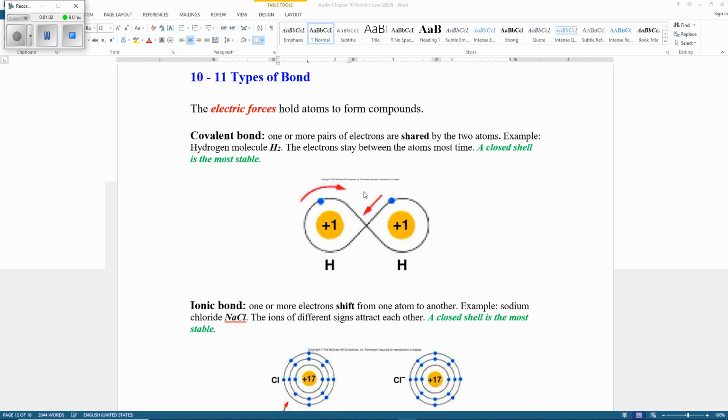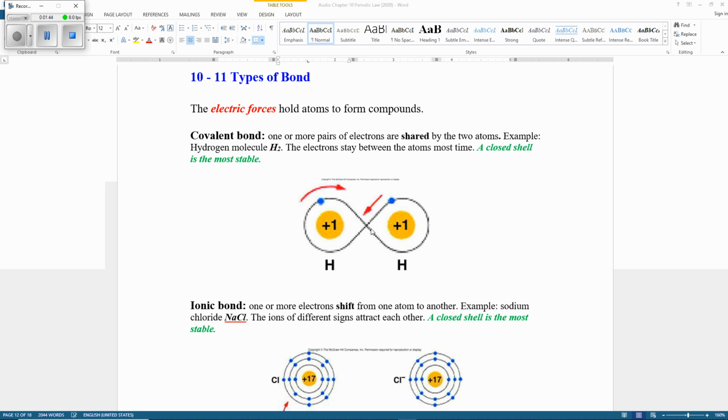For example, hydrogen. Hydrogen has only one electron in the first energy shell. The first shell can hold up to two, so it needs one more to close. Now when hydrogen meets hydrogen, they both want to close, right? So this atom wants the electron from this one, and this atom wants the same thing. As a result, these two electrons are going to stay between, like two atoms sharing one pair of electrons.